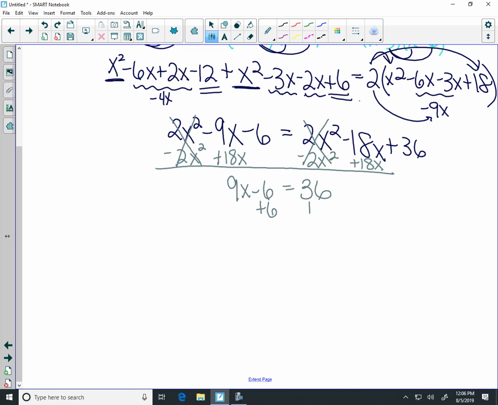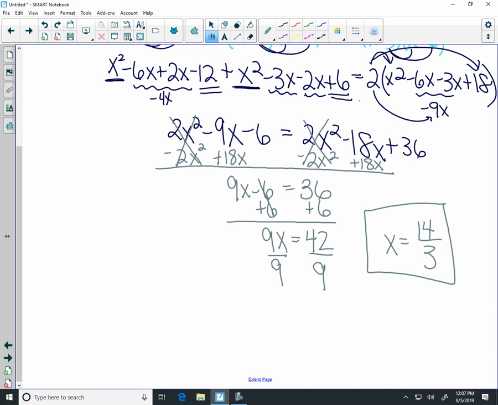6 over. Divide by 9. And then both of those numbers are divisible by 3. 3 goes into 42 14 times. 3 goes into 9 3 times.